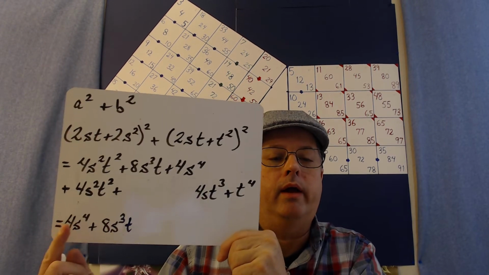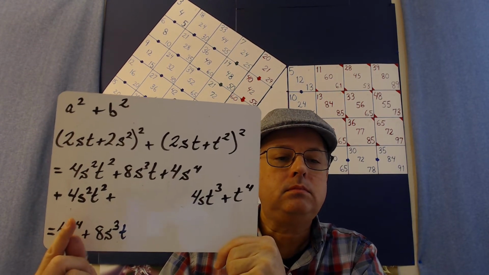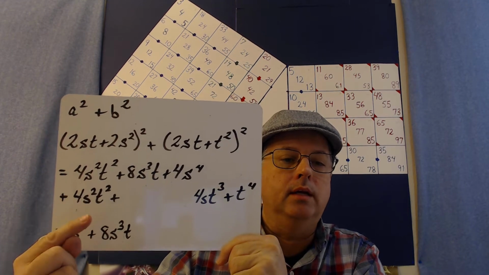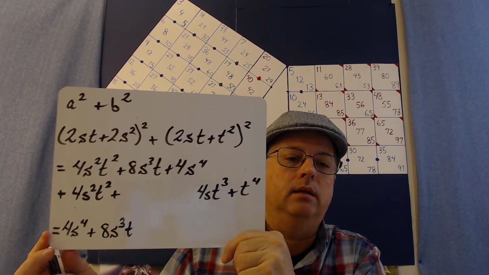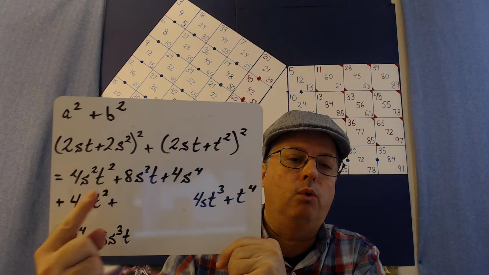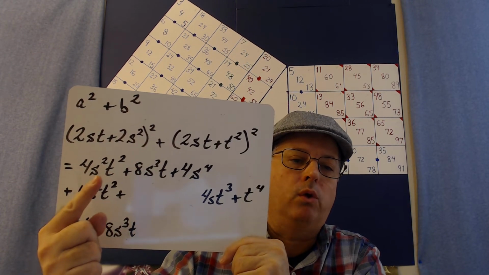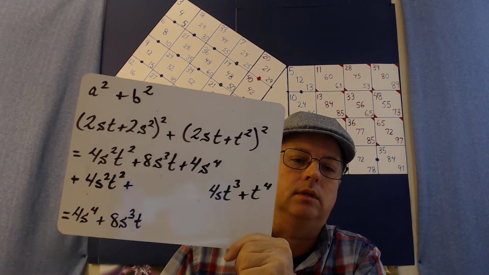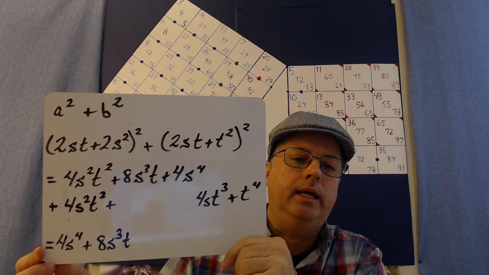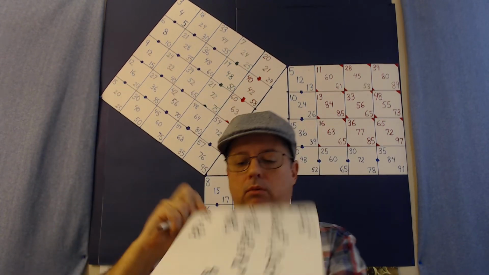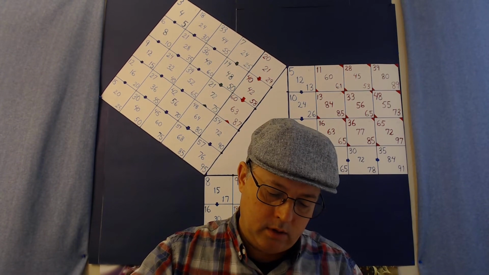And then we want our s squared. So we're going to combine these. That gives us 8. We have 4st, we have 4 things plus 4 more things. That's 8 things. So that's 8 s squared t squared plus 8 s squared t squared.